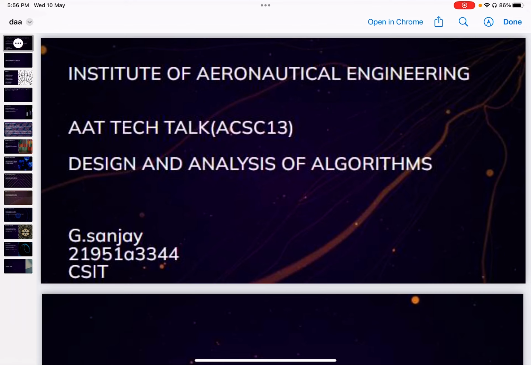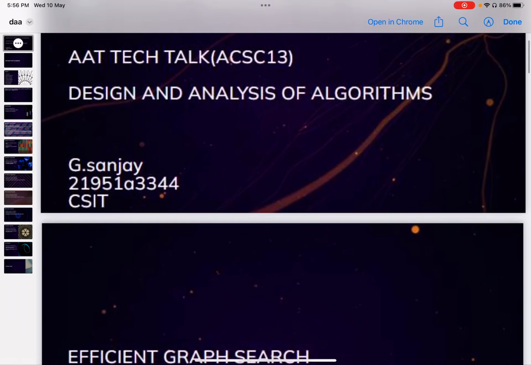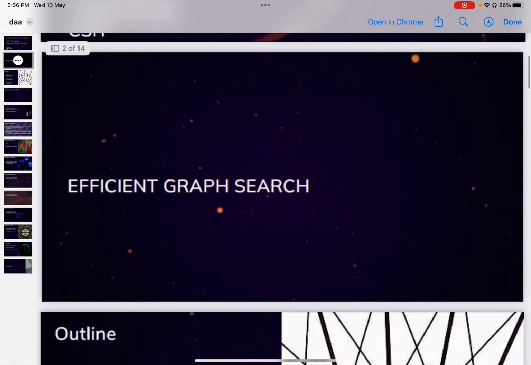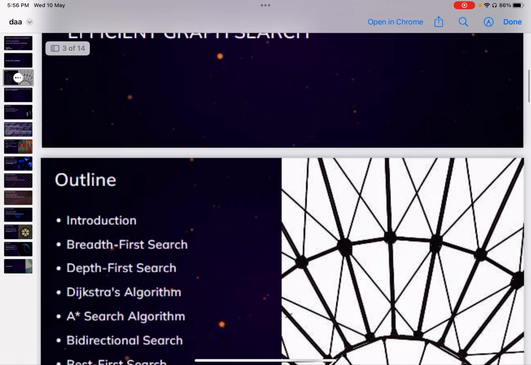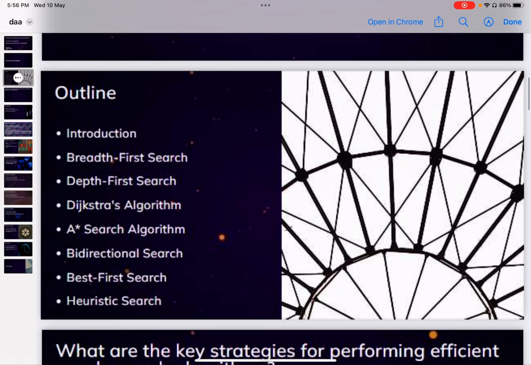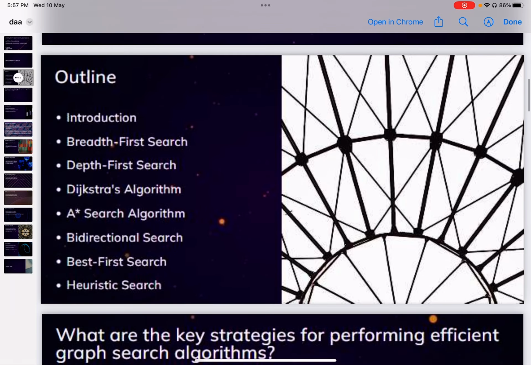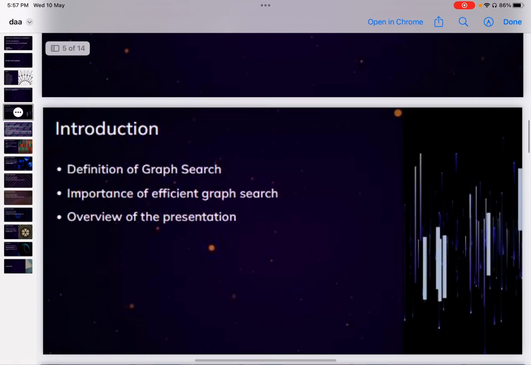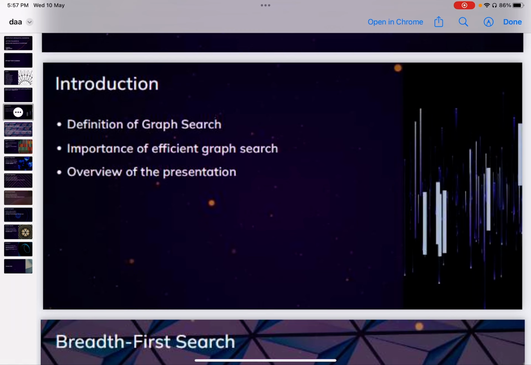Today my AAT Tech Talk topic of design and analysis of algorithm is efficient graph search. In this topic we are going to learn about an introduction to graph searching and also breadth first search, depth first search, Dijkstra algorithm, A star search algorithm, bidirectional search, best first search and heuristic search. First, the introduction, and we are going to know what is meant by the definition of graph search.